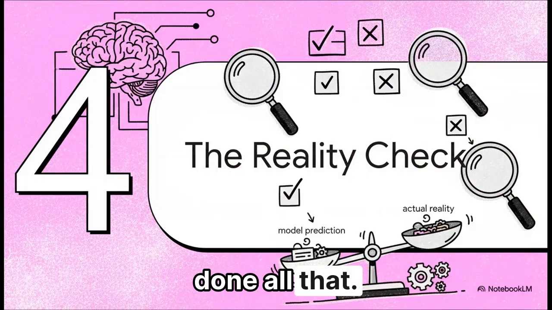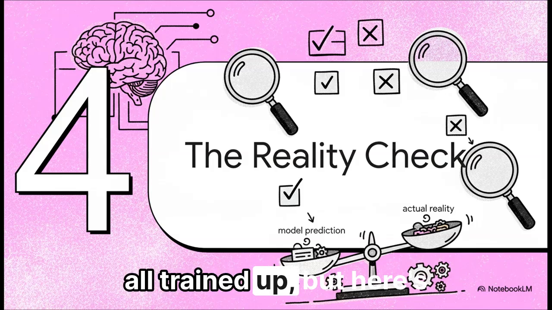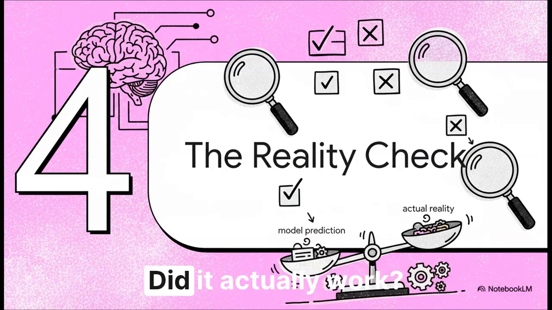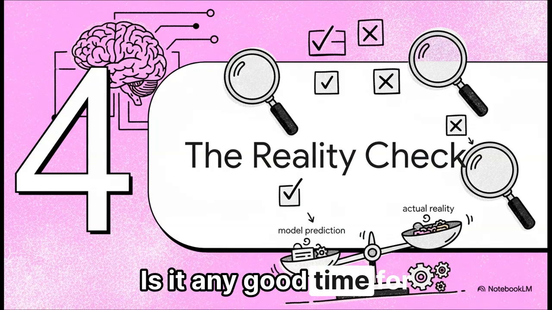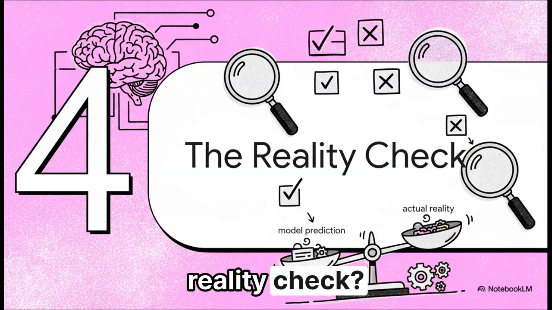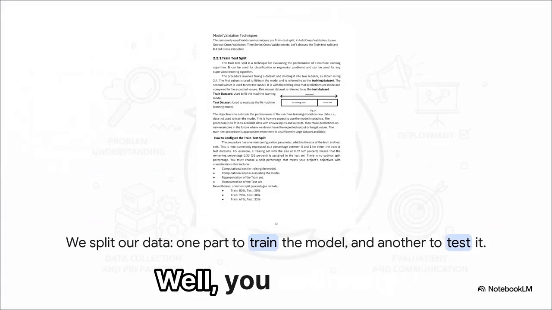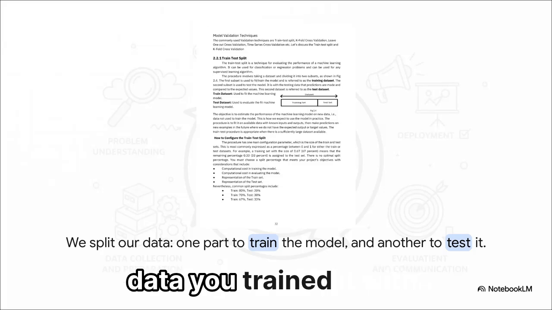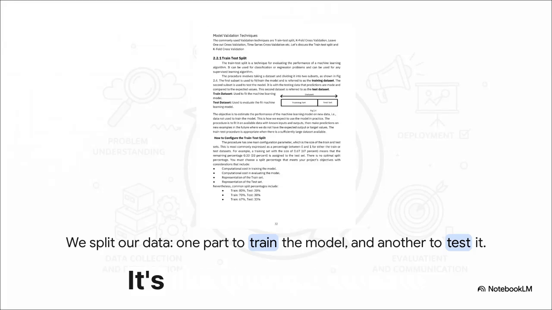So let's say we've done all that. We've built the brain, it's all trained up. But here's the million-dollar question. Did it actually work? Is it any good? Time for a good old-fashioned reality check. So how do you test it? Well, you definitely can't test it on the same data you trained it with. That's just cheating, right? It's like giving a student the exam questions before the test.